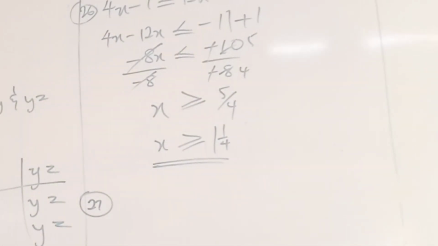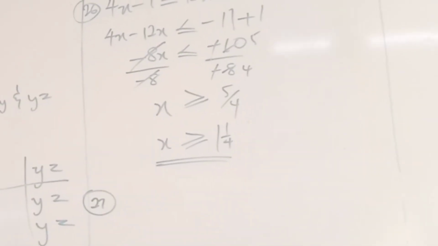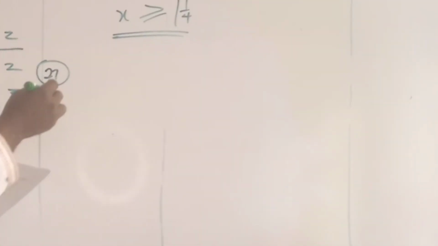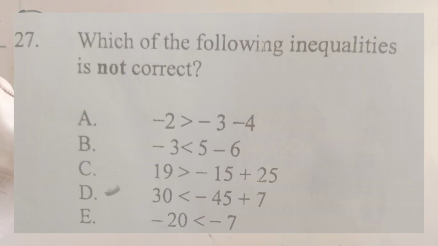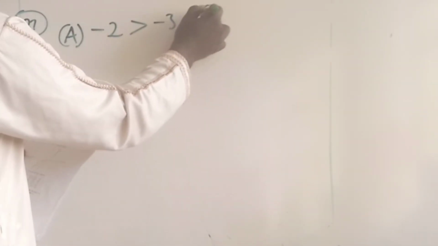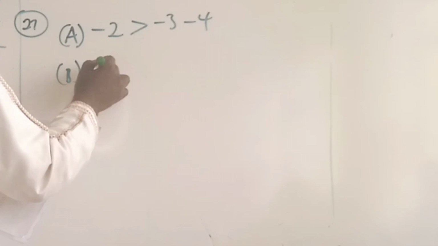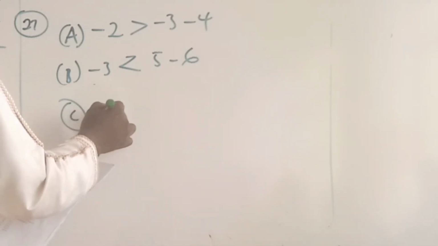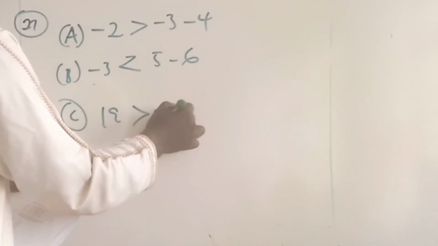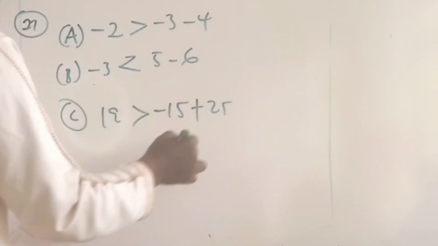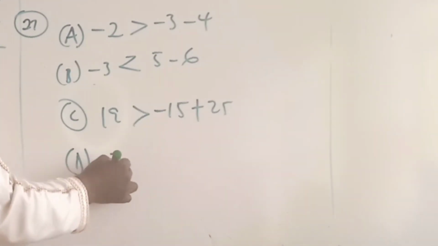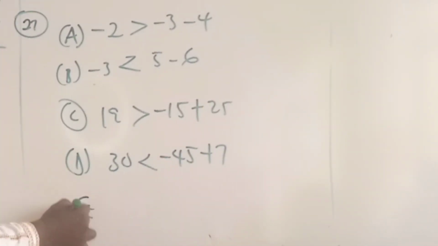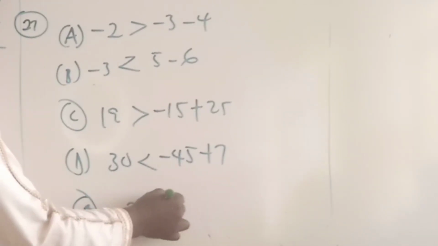Question 27. Which of the following inequalities is not correct? A, minus 2 greater than minus 3 minus 4. Then B, minus 3 less than 5 minus 6. C, we have 19 greater than minus 15 plus 25. D, 30 less than minus 45 plus 7. Then E, minus 20 less than minus 7.